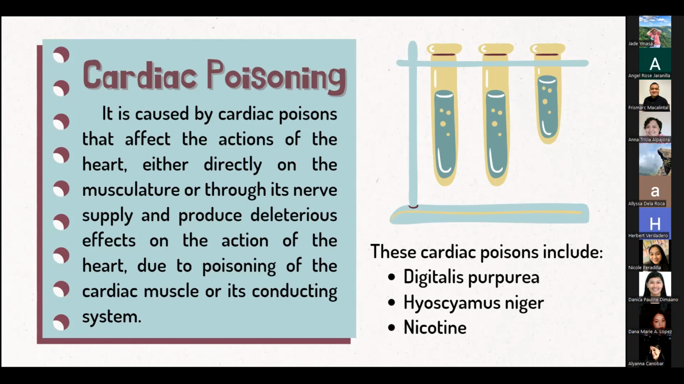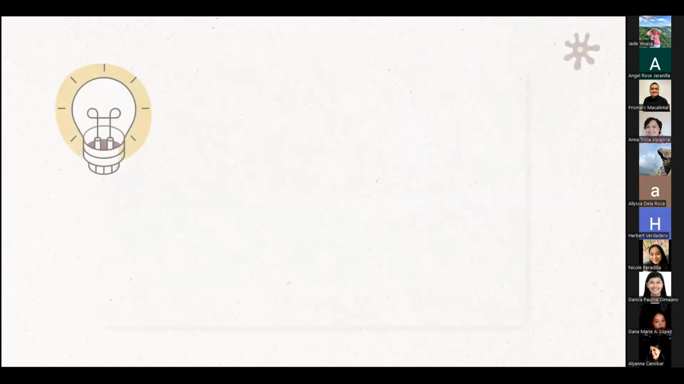So these cardiac poisons, we included 3 poisons. First, we have the digitalis purpurea, or the foxglove, and the hyoscyamus niger. And number 3 is the nicotine. Next slide, please.